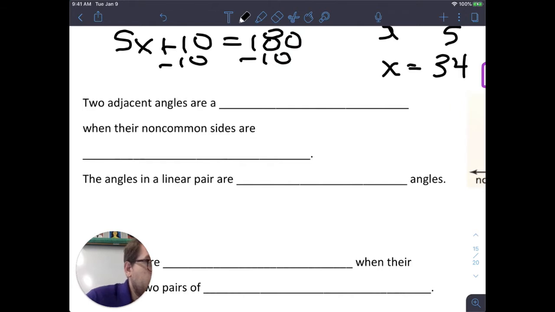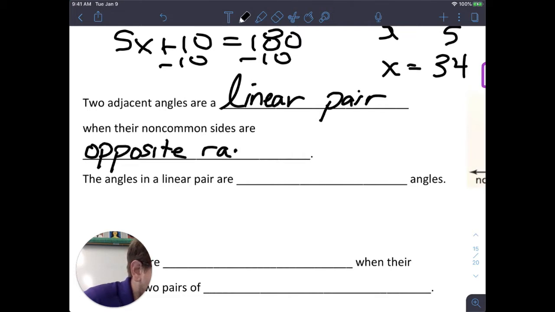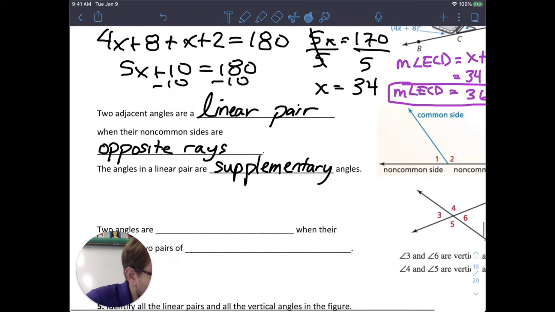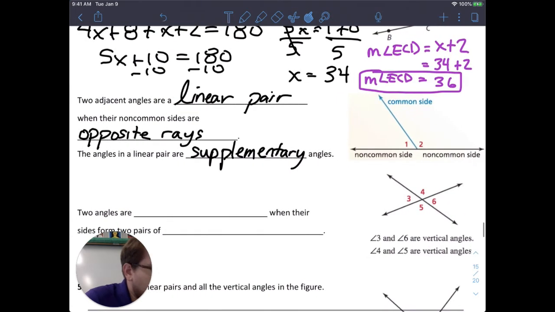Two adjacent angles are a linear pair when their non-common sides are opposite rays. The angles in a linear pair are supplementary angles. So two adjacent angles are a linear pair when their non-common sides are opposite rays.